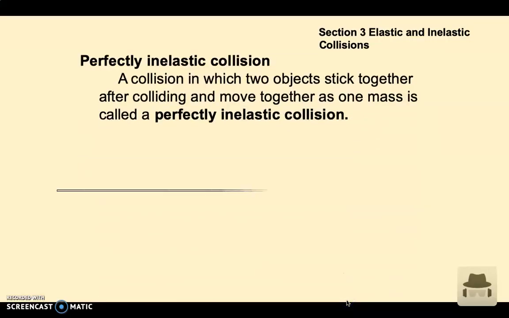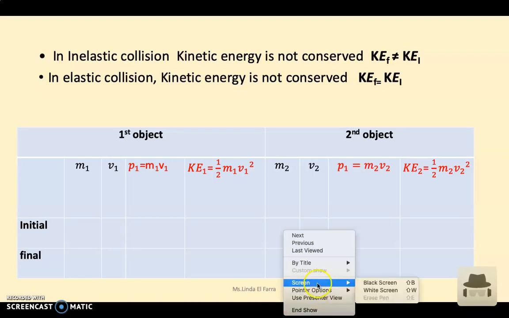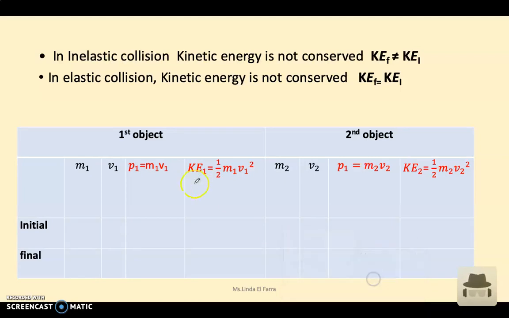And finally, we said how I'm going to solve any questions regarding collision or momentum. We draw a table. Most cases I will have two objects. I have to specify my first object and my second object. What should I write in this table? The mass of the first object with the velocity, from the given in the problem. And I have to write the mass of the second object with its velocity. Initial means before collision, final means after collision.